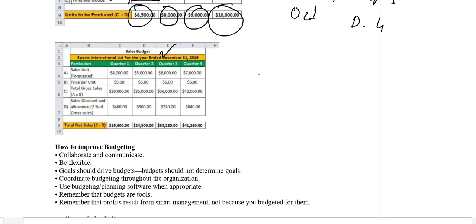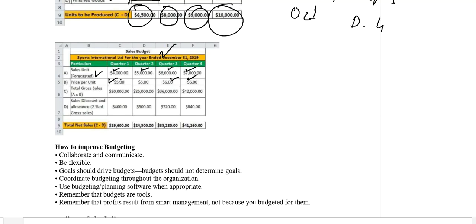Sales budget. Now we expect our units of production to be sold in the market. Here the sales units forecasted for the first quarter is 4,000, second quarter 5,000, third and fourth quarter 6,000 and 7,000 units respectively. So the price per unit for the first and second quarter will be $5, and for the third and fourth quarter will be $6.